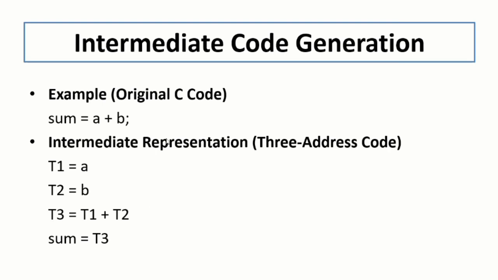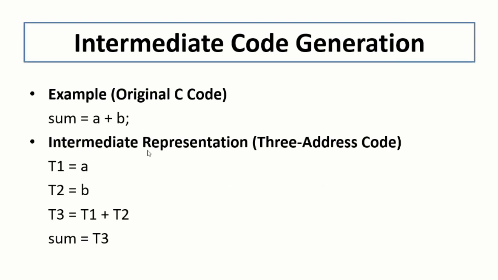It breaks down complex expressions into simple instructions with at most 3 operands. It uses temporary variables to store intermediate results. Coming to the example, sum = a + b. This is the original C code. How do you represent the 3-address code?